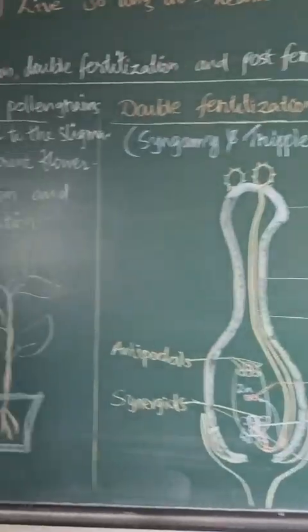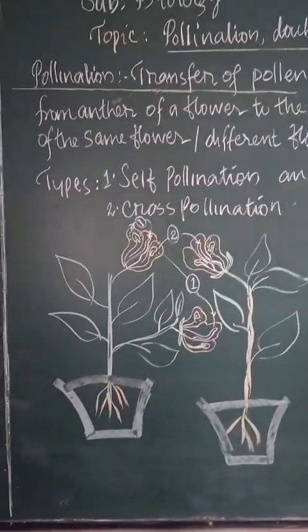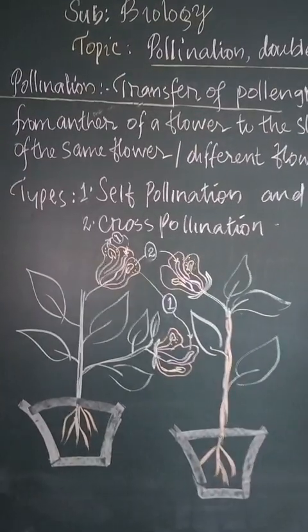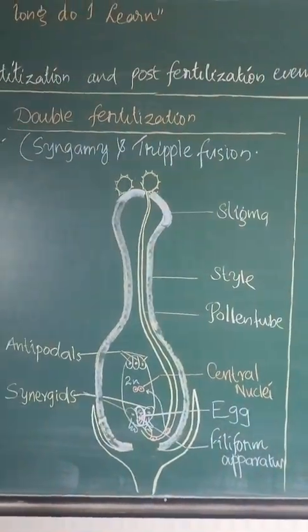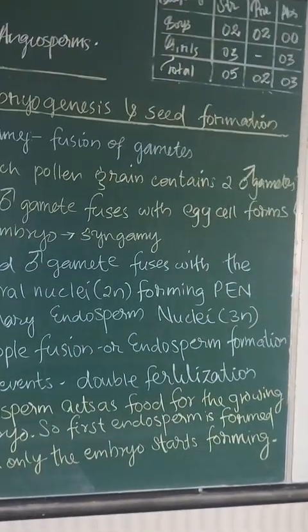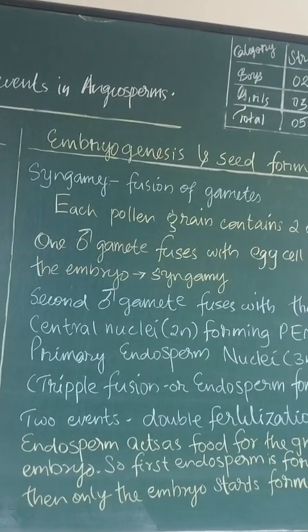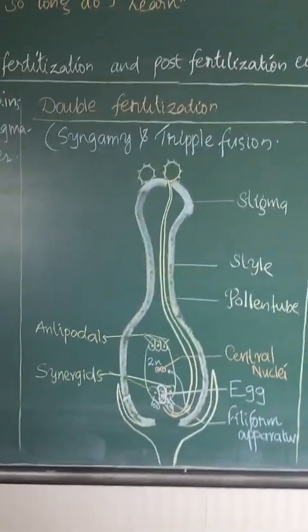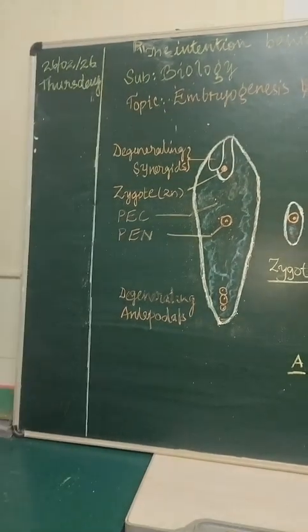So please remember the diagram-based questions for board examination: types of pollination, self-pollination and cross-pollination, the difference, and also the double fertilization events, how it happens, and the terminologies associated with endosperm formation, syngamy, fusion of gametes, and the double fertilization.